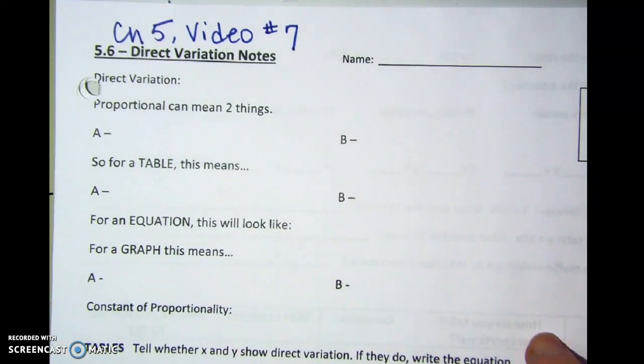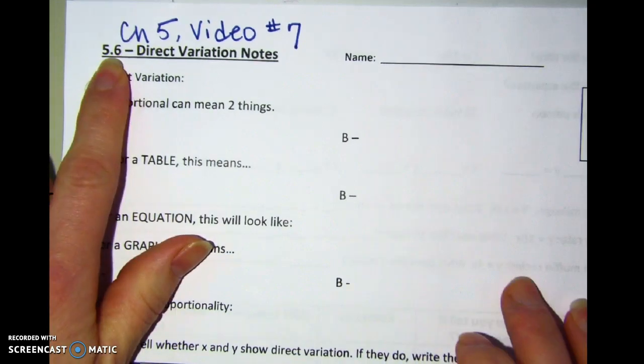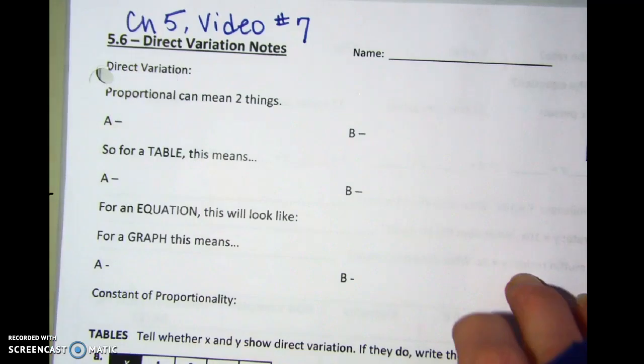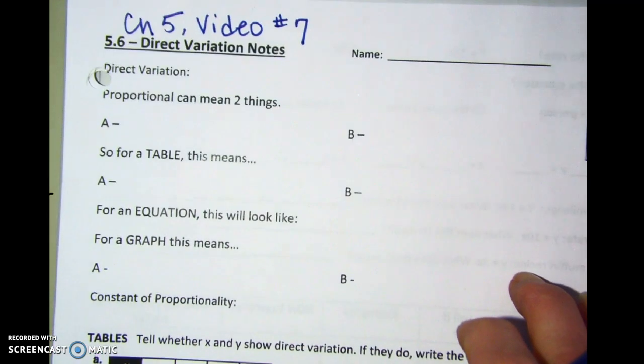Okay, this is Chapter 6, Video 7. It goes with Section 5.6 in your book on direct variation. So we're going to take these notes together, and then we'll do the practice in class.